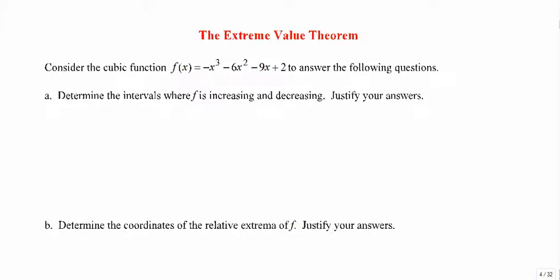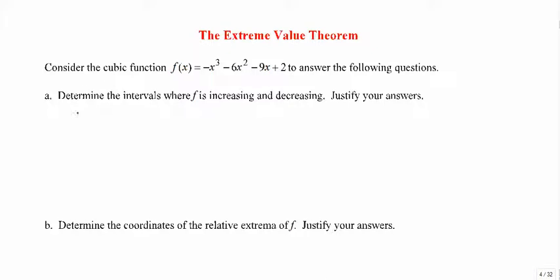Okay, to start having an understanding of extreme value theorem, we'll do something that we already know how to do, which is define relative max and mins. So for this example, Part A wants us to find the intervals of increasing and decreasing. Part B wants us to find the extrema. They're related because you find the extrema from what the graph is doing.